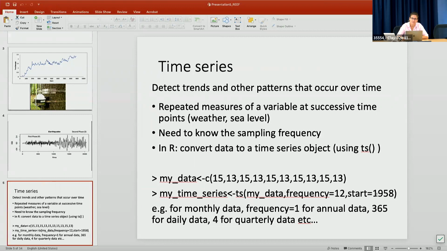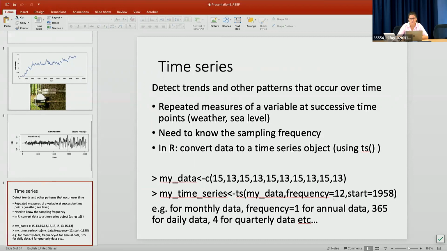The series starts from 1958. So what's happening here is it's creating an x-axis that will have monthly intervals starting 1958 to match with this y data, with this measured variable. So this is for monthly. If it's annually, I'm going to have a frequency of 1. If it's daily, I'm going to have a frequency of 365.